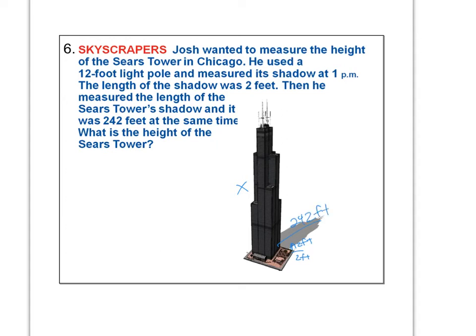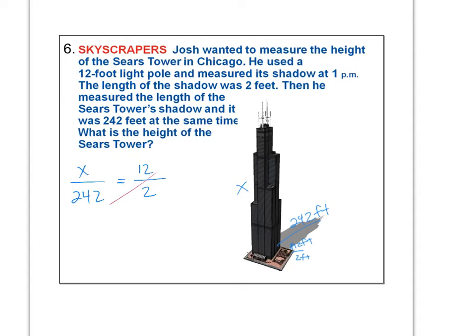So we can make a proportion, and there's more than one way to set up your proportion. Here's what I would do. Let's do height over shadow. So we have the Sears Tower height over the Sears Tower shadow, and then we have the light pole height over the light pole shadow. So we did height over shadow, height over shadow. Now that's one of the correct ways to set it up. There are other ways as well.